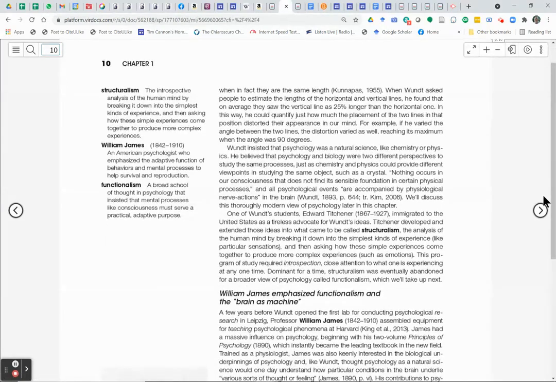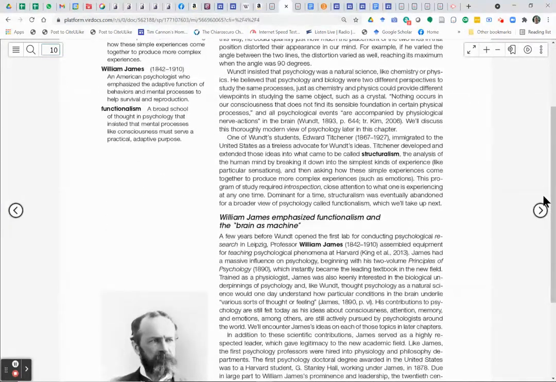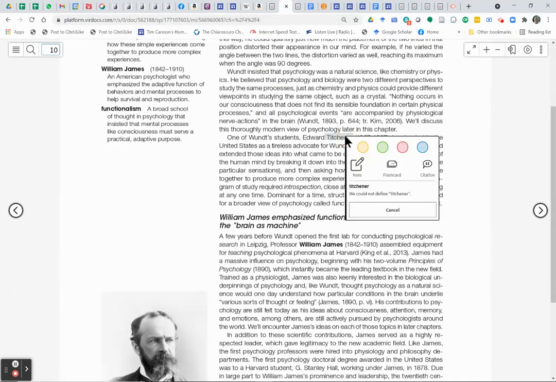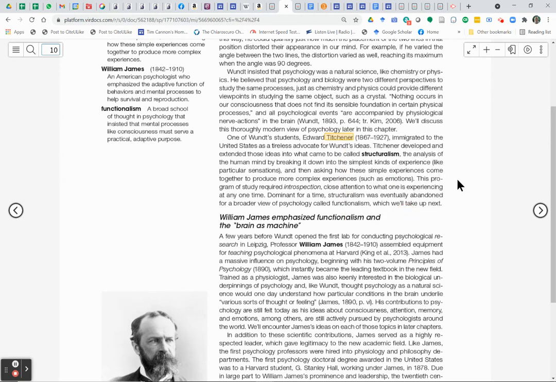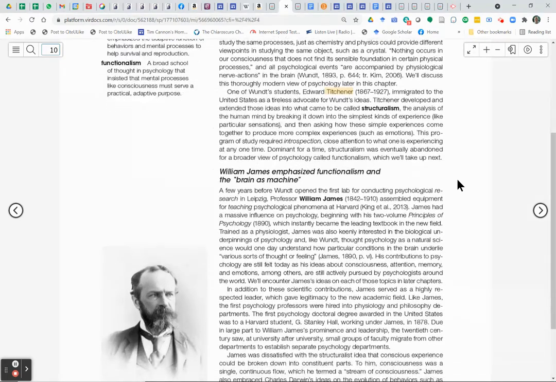And there's structuralism. Titchener. Interesting story. Titchener moved to the United States, and he taught someone who was in my psychology department when I was in grad school. My guy was retired, but Titchener taught him, and Titchener had photographic memory, and he was the bomb. He really was the bomb.